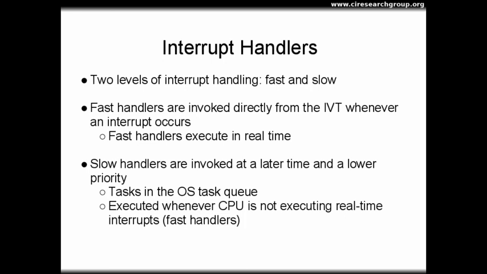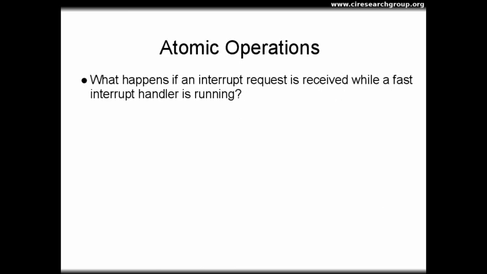The part of interrupt handling that goes into the task queue is called the slow interrupt handler, and it's called this because it's not executed immediately and it can be interrupted by other devices. So what happens if an interrupt request is received while we're still processing an interrupt from a previous request? Well, there's no problem if we're in the slow interrupt handler, because this processing is done in such a way that we can stop this processing and handle the new interrupt if necessary. But what happens if we're still running a fast interrupt handler?